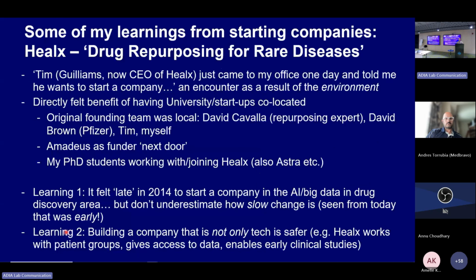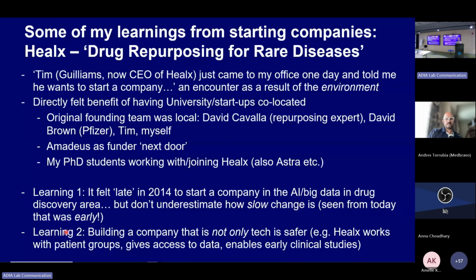And what are my learnings from that? So Tim, CEO of Helix, came to my office one day and told me he wants to start a company. And I said, sure, let's do that. So it's an encounter as a result of the environment. So I think also here in Abu Dhabi, to grow the life sciences ecosystem, it's very important that those random encounters actually happen as often as we can.